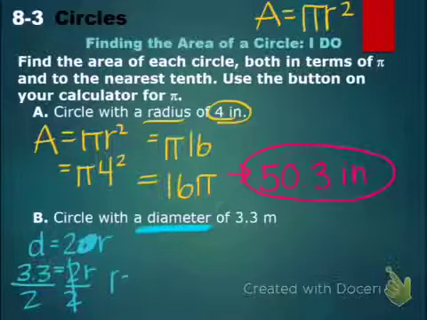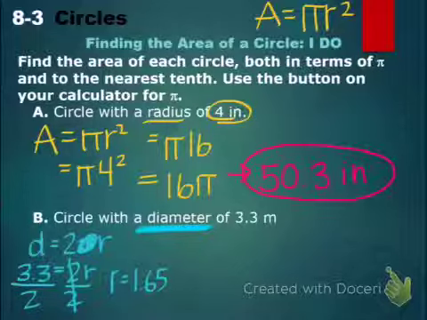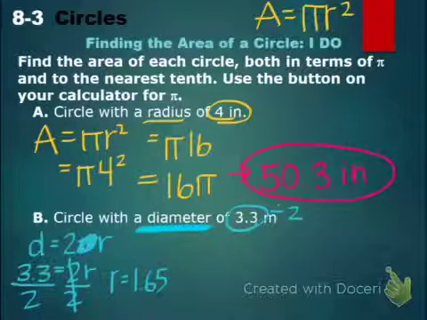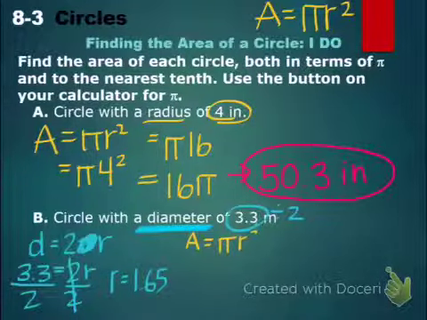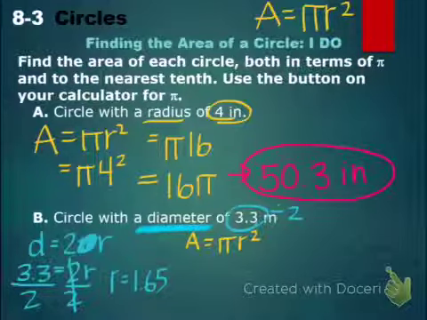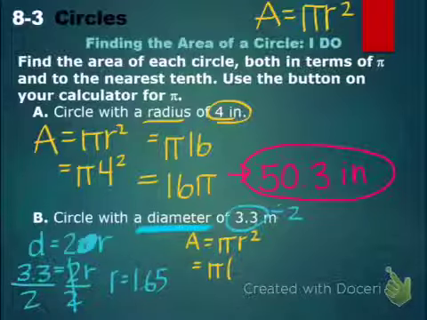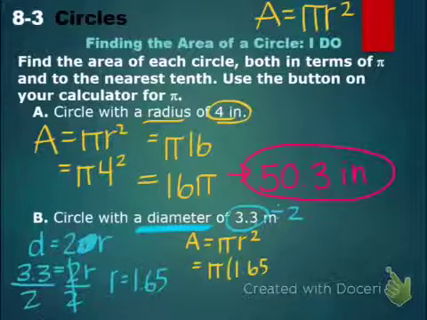So radius ends up equaling 1.65. And again, we did that by taking this number and dividing by 2, basically. Now we can jump into our formula, which is area equals pi radius squared. A little substitution, we know that our radius is 1.65. So we're going to square that.